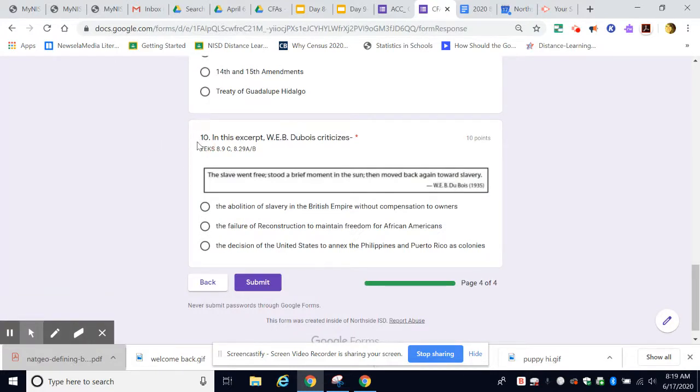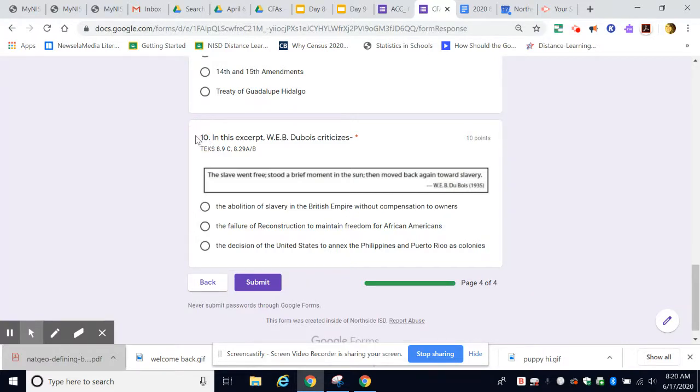All right, here's number 10. Let's read the question first. It says, in this excerpt, W.E.B. Du Bois criticizes what? Let's look at the quote. The slave went free, stood a brief moment in the sun, then moved back again towards slavery.